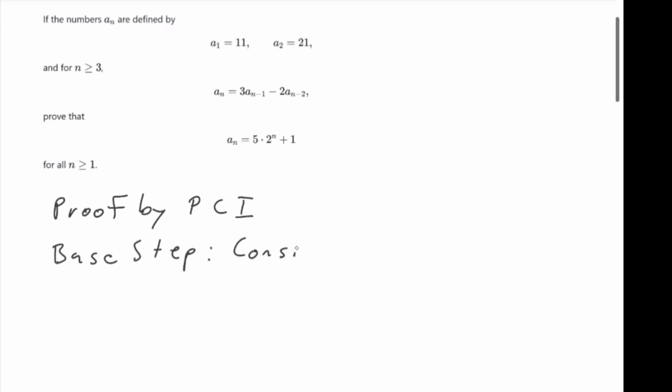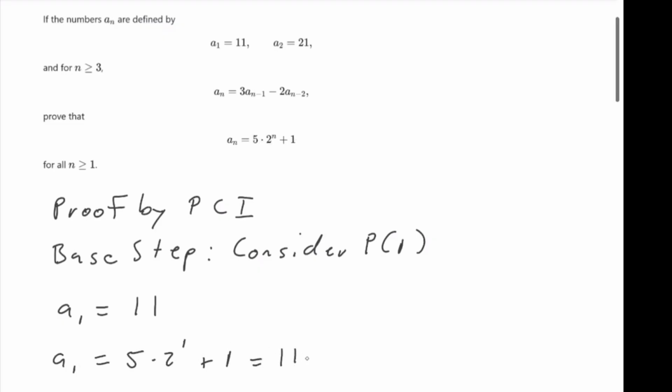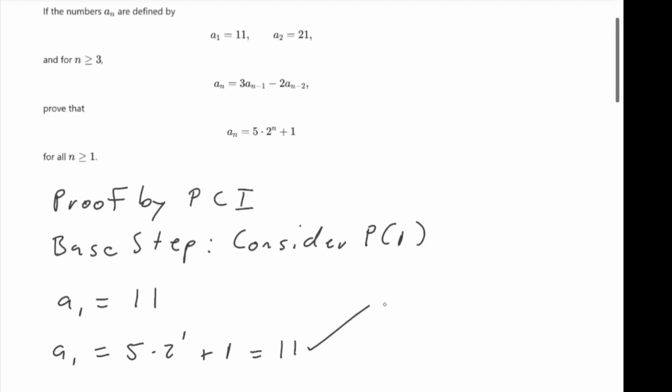Consider P of 1. So that's a sub 1 is equal to, by definition, 11. And we're going to show that it works for the formula as well. So a sub 1 is 5 times 2 to the 1 plus 1, which is 10 plus 1, which is 11. So it checks out.